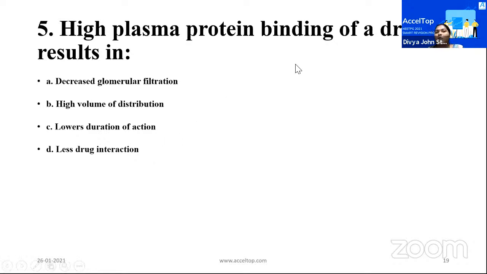Plasma protein binding is one of the important sites of drug interaction. So there can be a lot of questions asked on this. We can take a lot of systemic examples and ask you questions, so a lot can be asked on this.